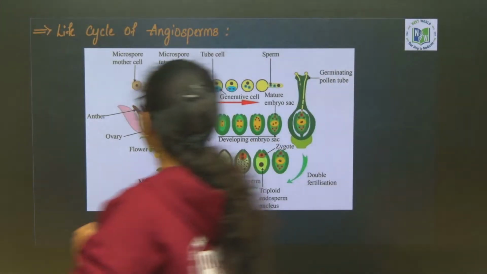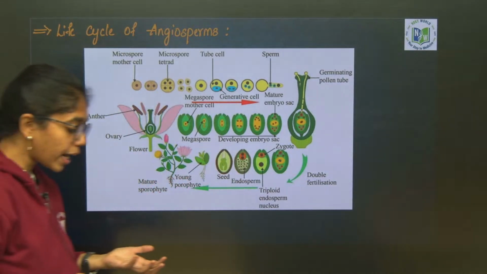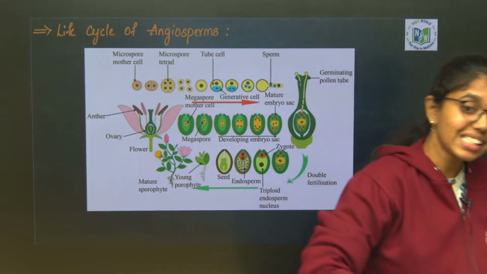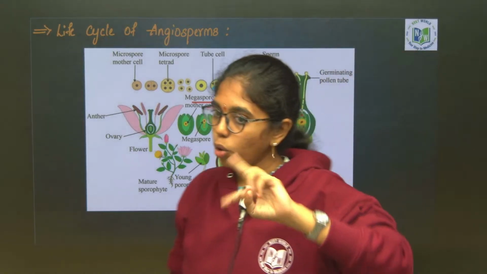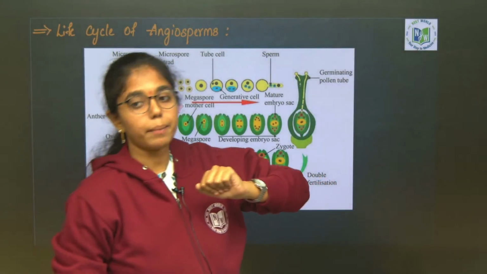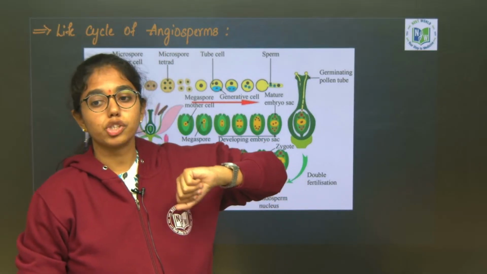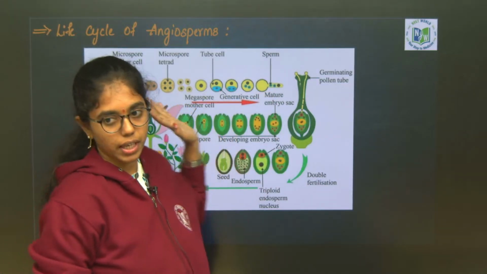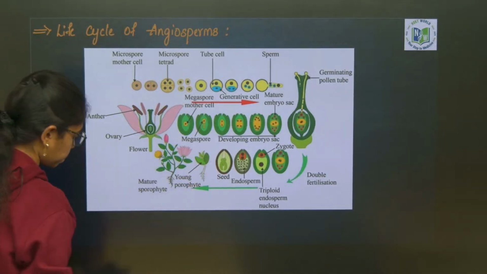Now here is the life cycle of angiosperms, and the angiospermic plant body is a sporophytic plant body. Only the male gametophyte and female gametophyte are haploid. Rest all the stages of the life cycle in angiosperms are diploid. So, what life cycle will it have? Diplontic life cycle.